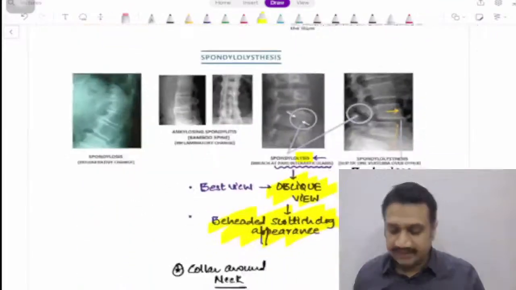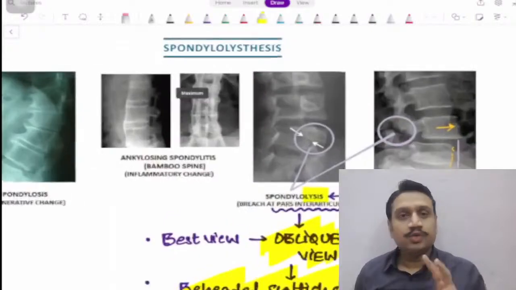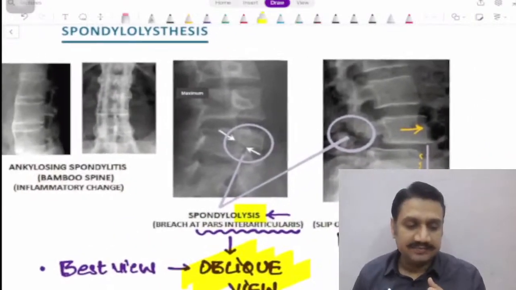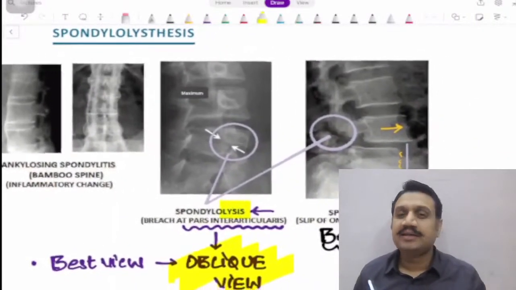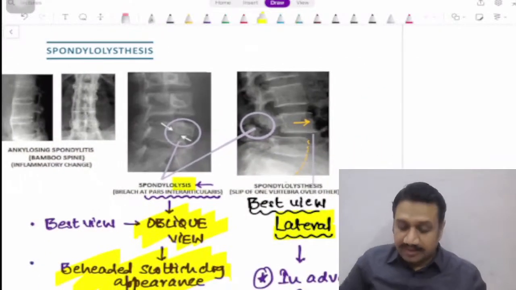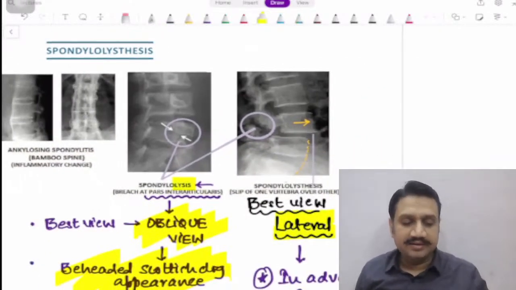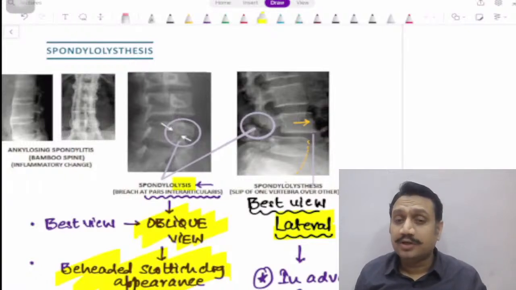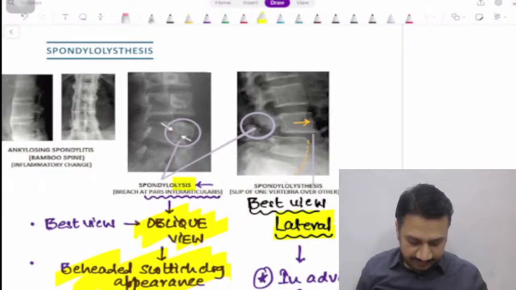Now, second point is about listhesis. See, there are two words, lysis and listhesis. Lysis means a break in the pars interarticularis. Okay. So, pars makes what part of the dog? You remember the dog we are talking about here? Let me just show you this one.